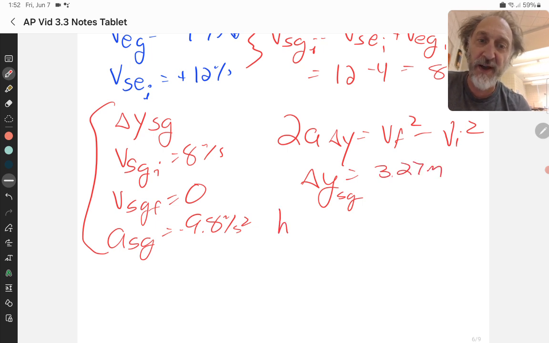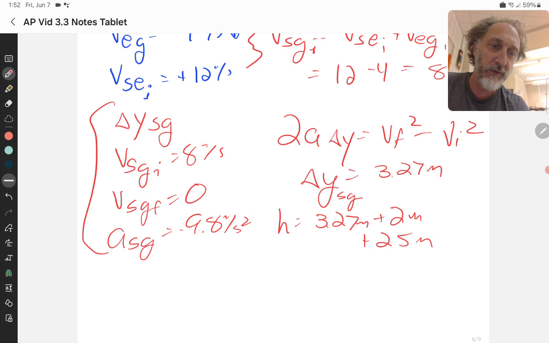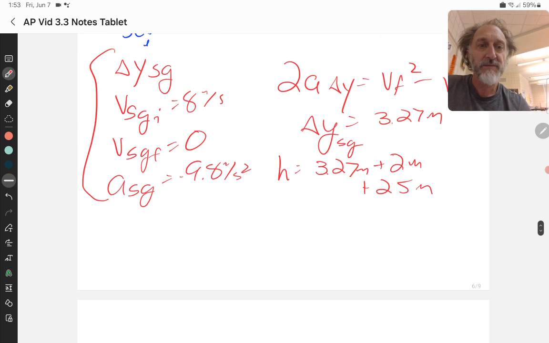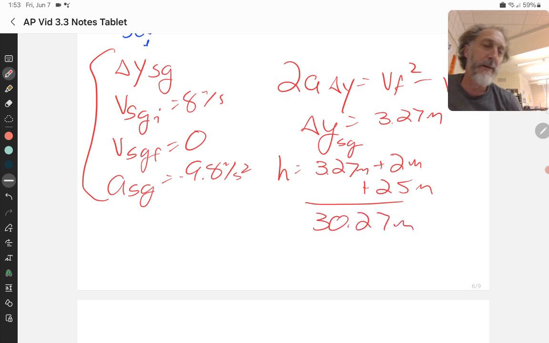So that means my final height is going to be the 3.27 meters it went up, plus the 2 meters it started above the floor, plus the 25 meters that the elevator was above the ground, right? Those are those two numbers I ignored before, for a total of 30.27 meters. All right, so that's how high it goes above the ground.